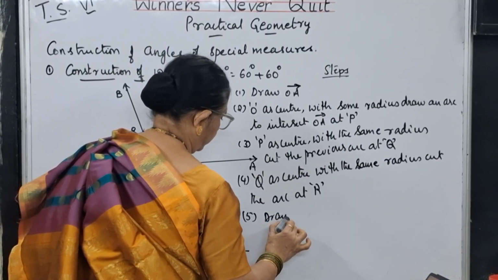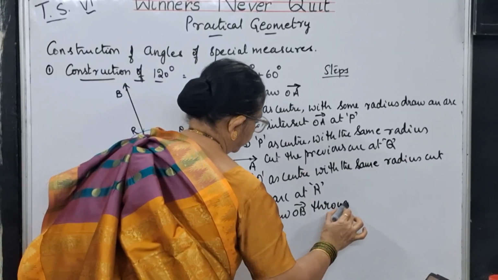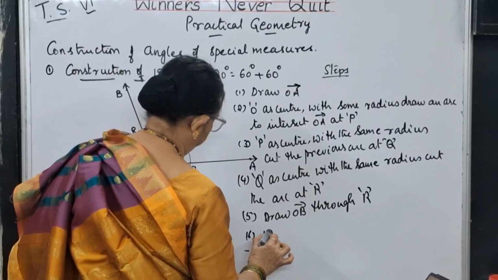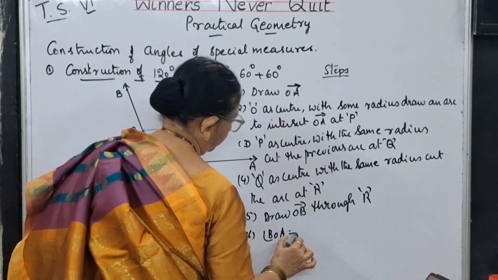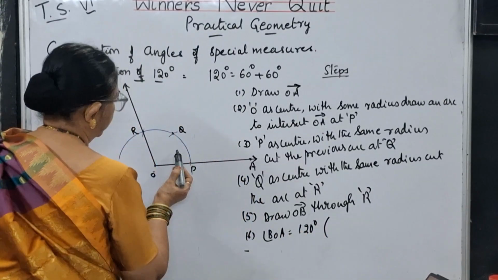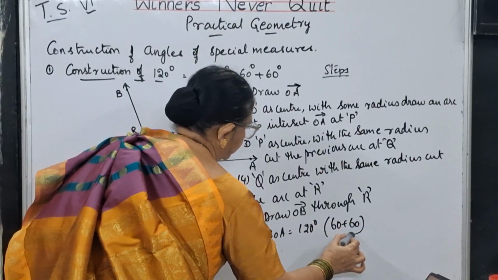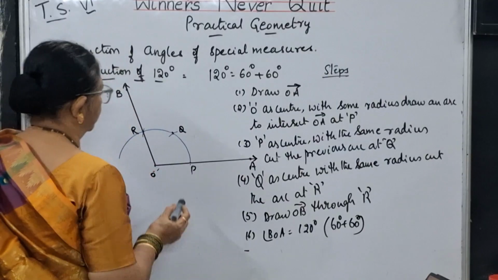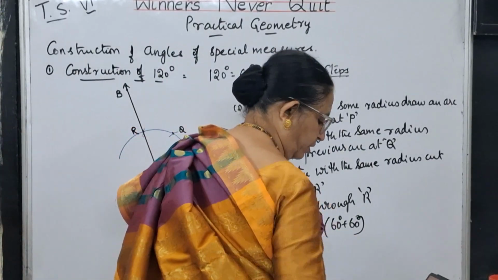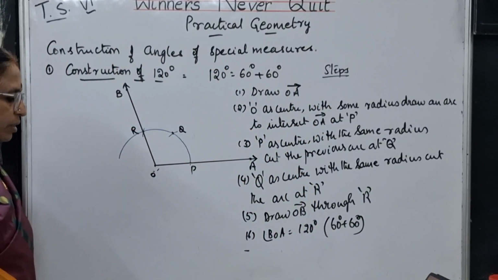Fifth one, draw ray OB through R. Sixth one, angle BOA is equal to 120 degrees. How will you get it? See, up to here 60 and another one also is 60. 60 degrees plus 60 degrees. We have constructed in fact two 60 degrees to get 120 degrees. Please note it down. This is construction of 120 degrees.